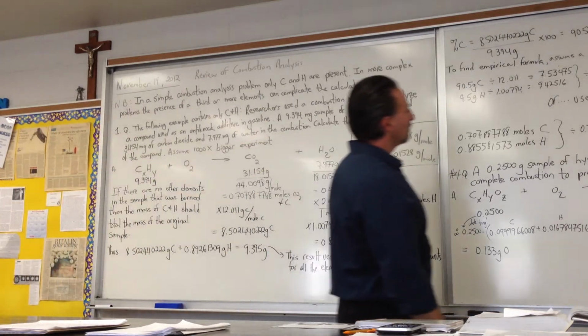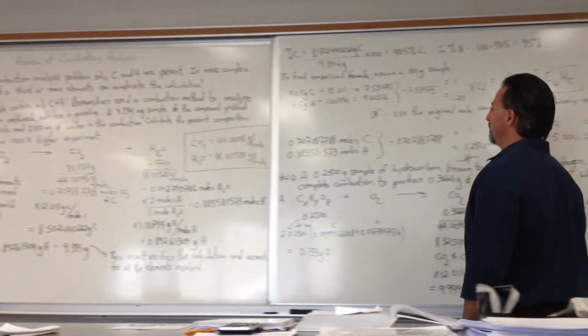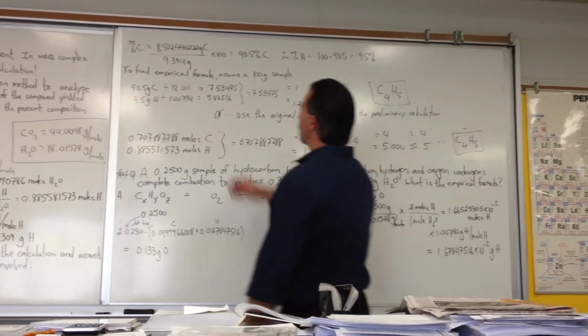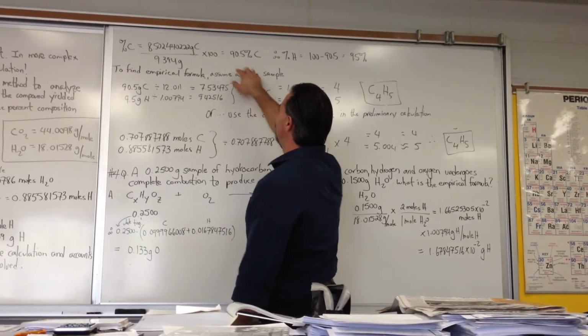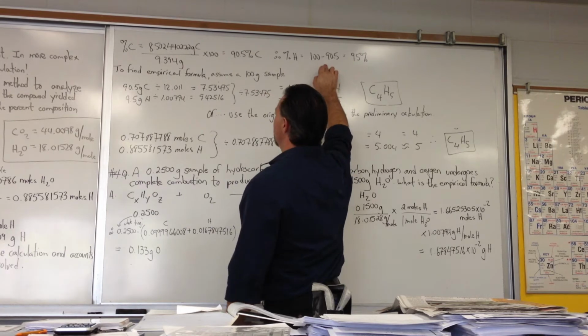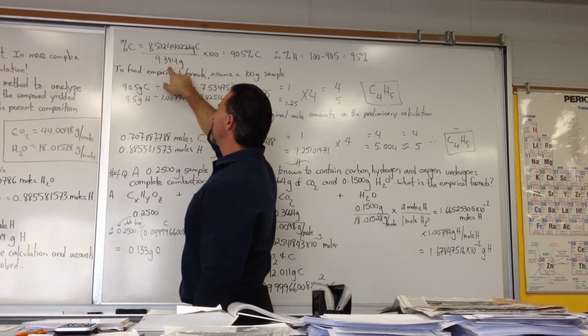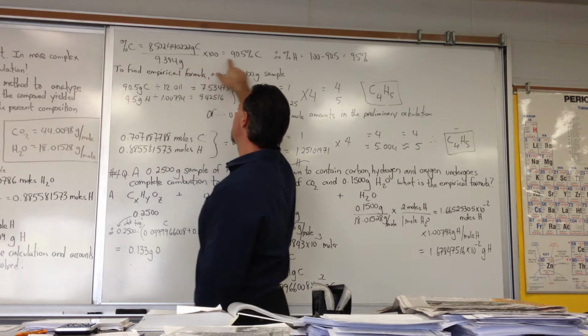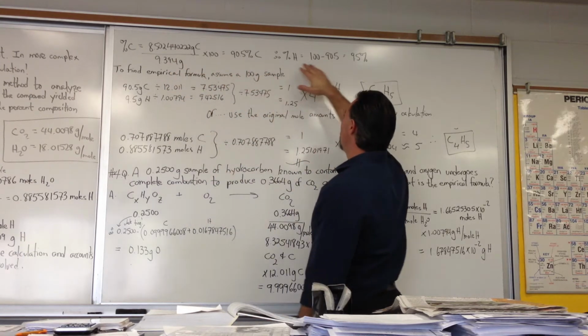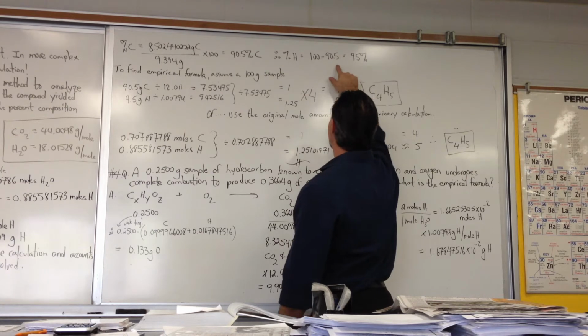We then take two possible courses of action. We either calculate the percentage composition of the compound first, and then assume a 100-gram sample. So we have 8.5 grams of carbon divided by the total mass of the sample times 100, which gives you 90.5% carbon. The rest of the mass has to be hydrogen, so we get 9.5% hydrogen.